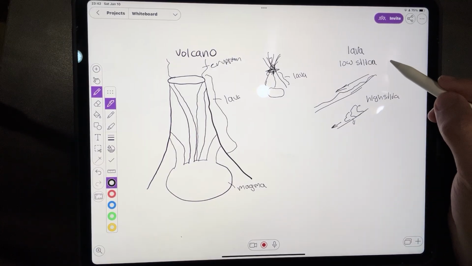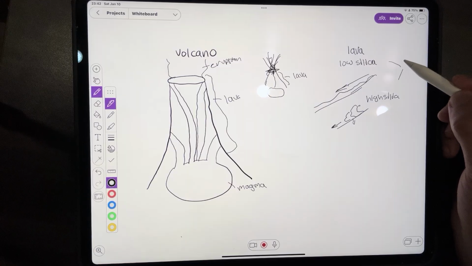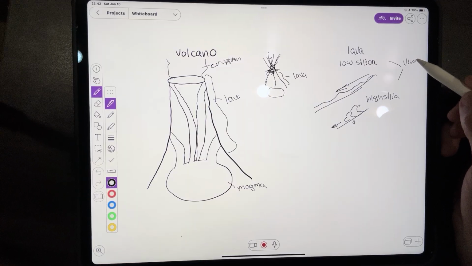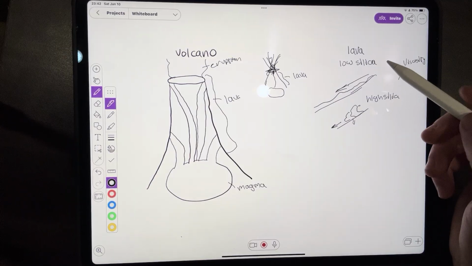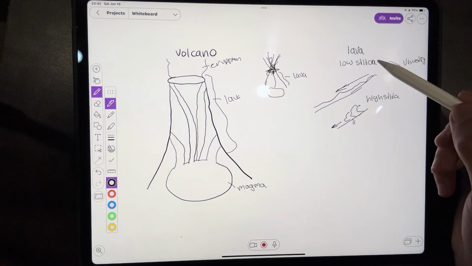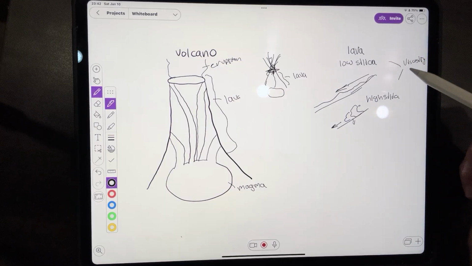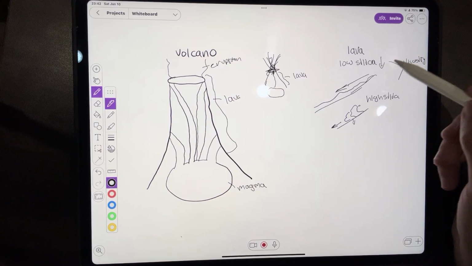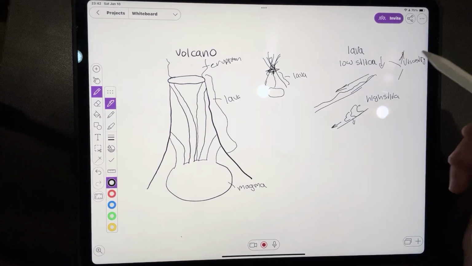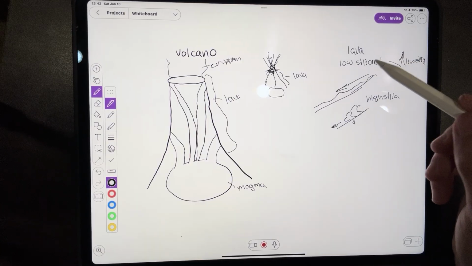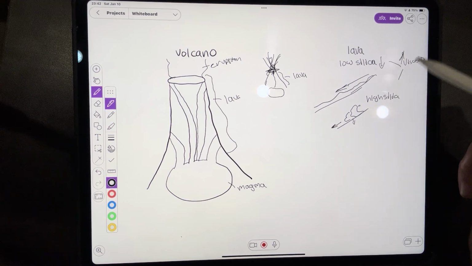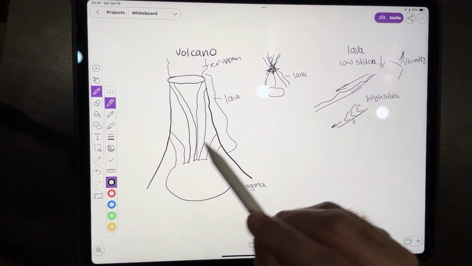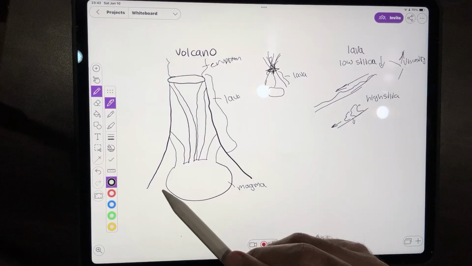This is considered as viscosity. So the viscosity is the lower the silica level, the higher the viscosity. So the less silica level, the faster it flows down, and the more viscosity there is in the lava.